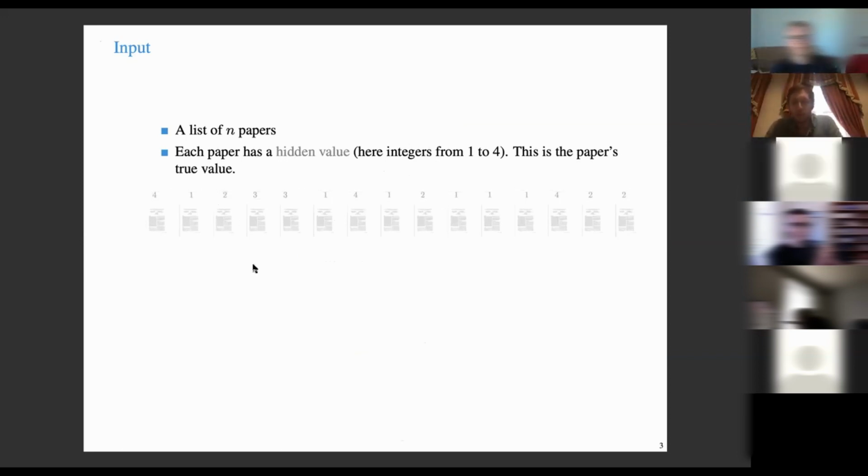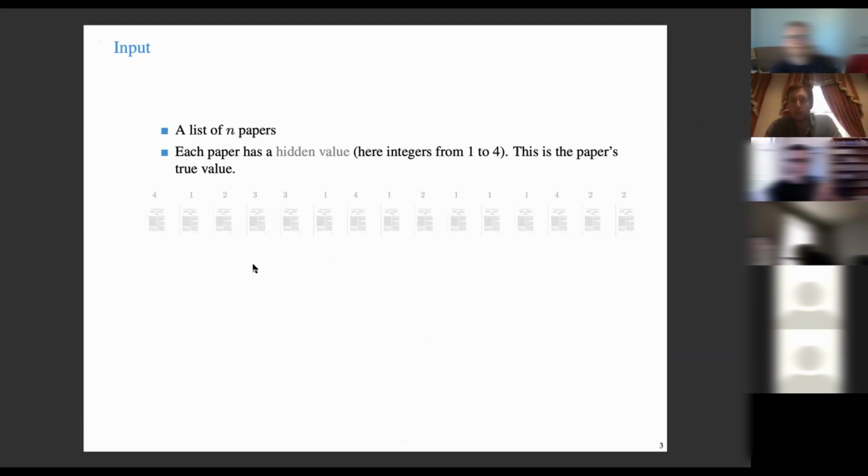But obviously, when you're the PC chair, you don't know these values. It's not like the authors tell you, "Oh, my paper is only a 1. Don't accept this." You just get the paper. You somehow have to figure out what the value is. We just assume this exists, and this is some ground truth value.